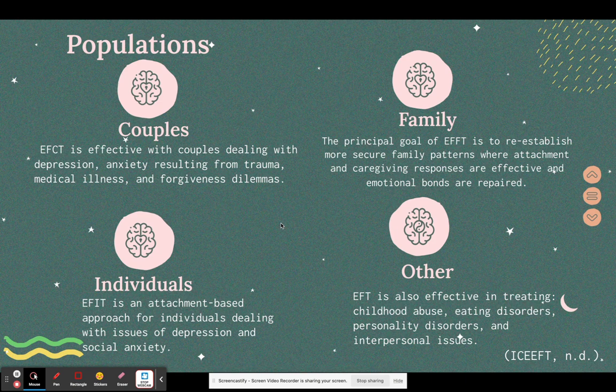For couples, it is an effective therapy for dealing with depression, anxiety resulting from trauma, medical illness, and forgiveness dilemmas, basically relational issues. For family, it's similar to couples except that it includes the whole family, and it is based on reestablishing more secure family patterns where attachment and caregiving responses are effective and emotional bonds are repaired. For individuals, it's again an attachment based approach, and it's for individuals dealing with issues of depression and social anxiety. It also is effective in treating childhood abuse, eating disorders, personality disorders, and interpersonal issues.